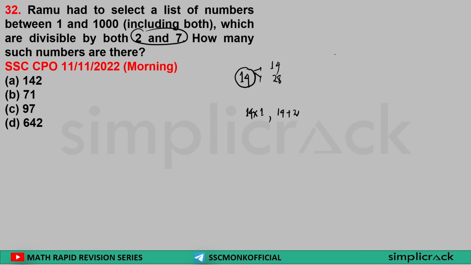Now, sir, 1000 is the largest number, right? If I divide it by 14, I will get what? 14 sevens are 98, 14 ones are 14. 6 will be the remainder. So the maximum I can take is 14 into 71. This should be the numbers which are divisible by both 2 and 7. So how many numbers are there? 1, 2, 3, so on till 71. So 71 numbers are there, because I am only tracking the multiples of 14. So how many multiples of 14 are there between 1 to 1000? Sir, 71. Done. Sorted with the question.